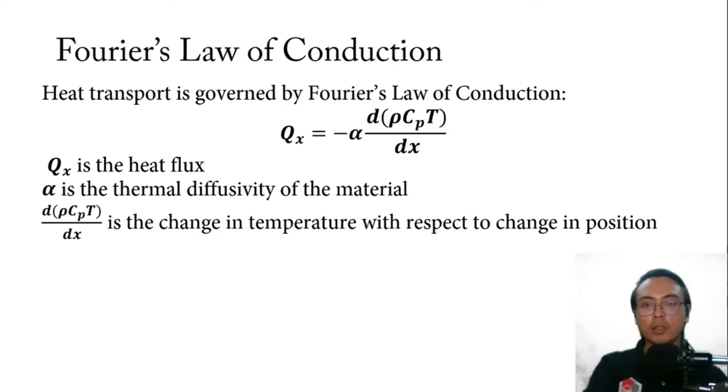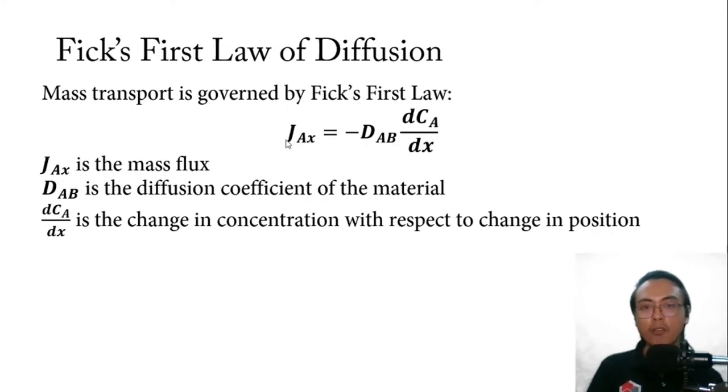Now let's take a look at mass transfer. We see that we have the same form of the equation. So this J is called the mass flux. This is equal to the mass diffusivity or the diffusion coefficient of the system multiplied by the gradient. Our gradient in this case is the change in concentration or the difference in concentration. This is the change in concentration with respect to the change in position. This equation is called Fick's first law. Okay? And we will tackle this in later lessons.